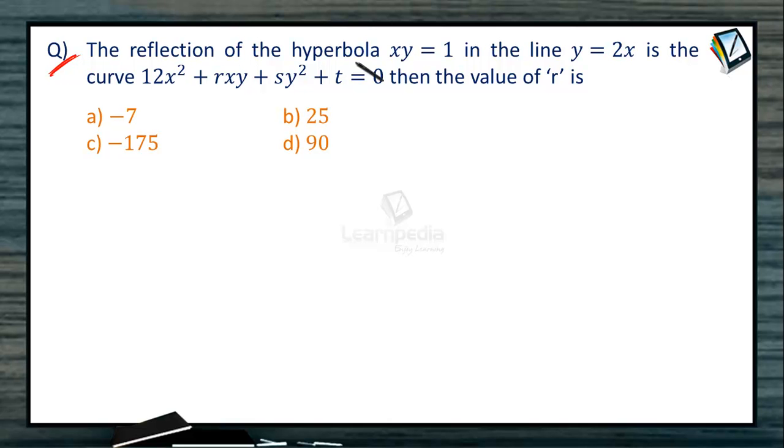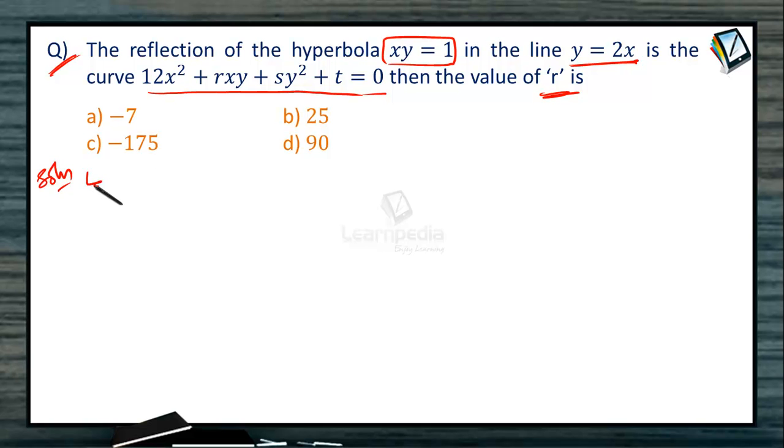The reflection of the hyperbola xy equal to 1 in the line y equal to 2x is the curve 12x square plus rxy plus sy square plus t equal to 0. What would be the value of r here? See here, reflection of the hyperbola in the line y is equal to 2x. What happens if you take the reflection of the hyperbola?